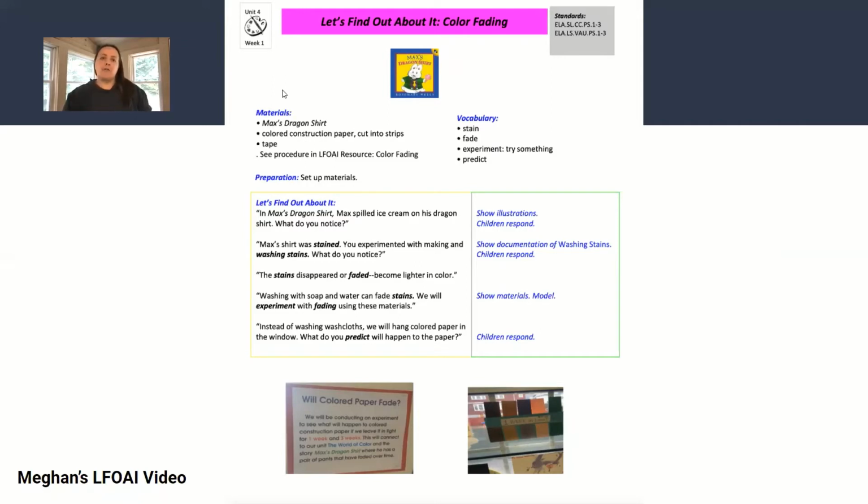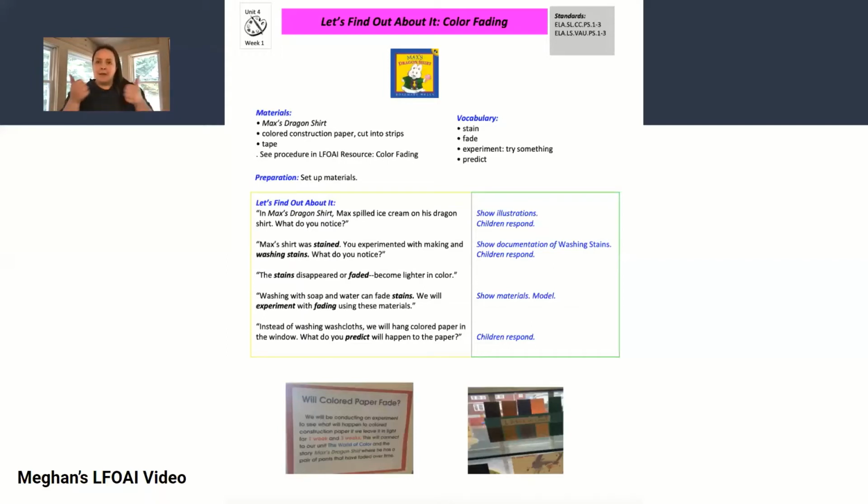So for color fading, you will need Max's Dragon Shirt book so that you can reference it, colored construction paper cut into strips, tape, and then there's a procedure in one of the resources on the website. The vocabulary that you're focusing on is stain, fade, experiment, means to try something, and predict. So you'll set up your materials for your preparation. And then there's the script here.